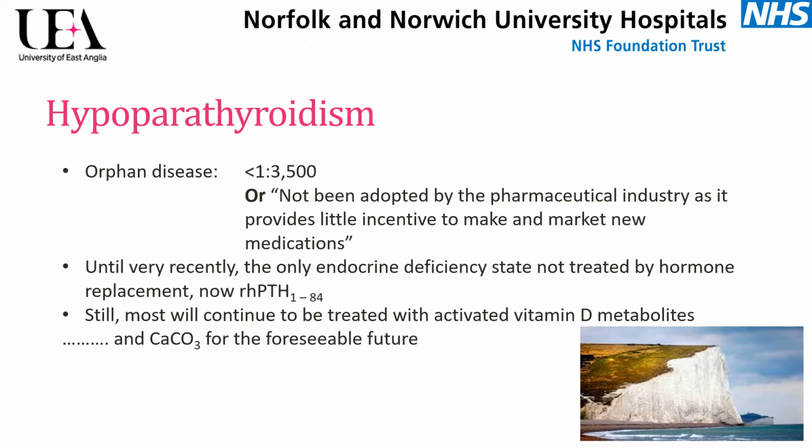Until very recently, hypoparathyroidism was the only endocrine deficiency state not treated by hormone replacement therapy. But we do now have the availability of recombinant human parathyroid hormone, 1-84, or full length. More on that later. However, for the foreseeable future, the majority of patients with this condition will still continue to be treated with activated vitamin D metabolites and calcium salts.